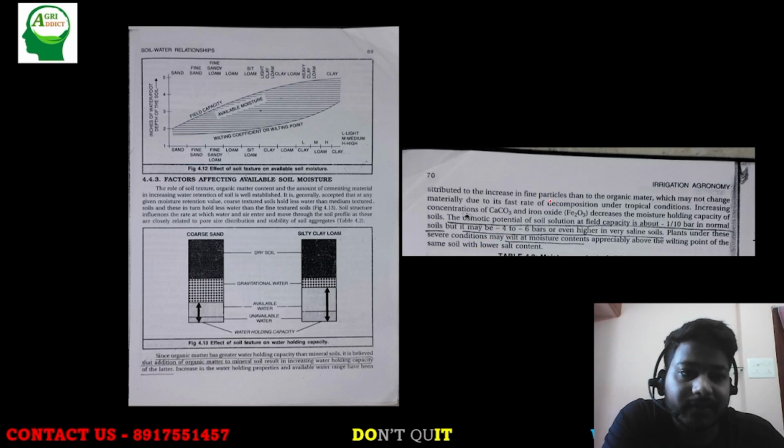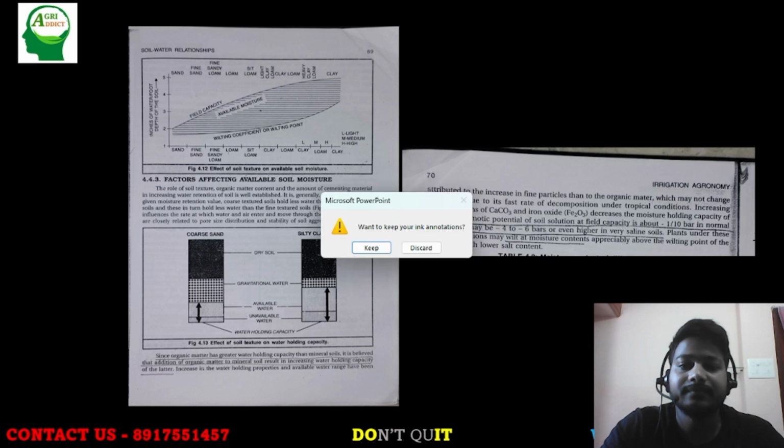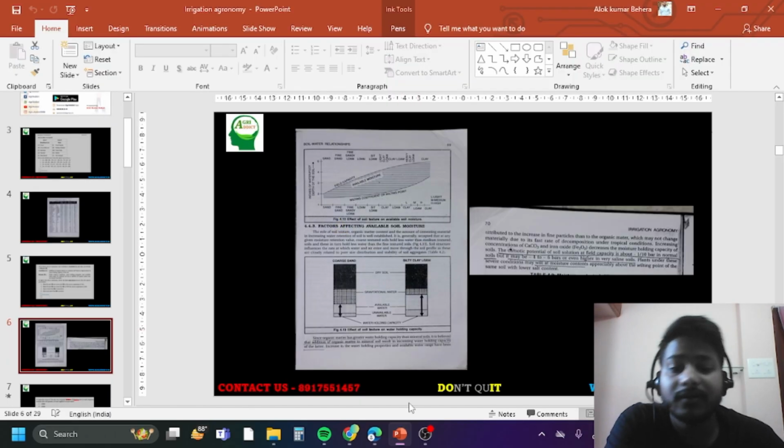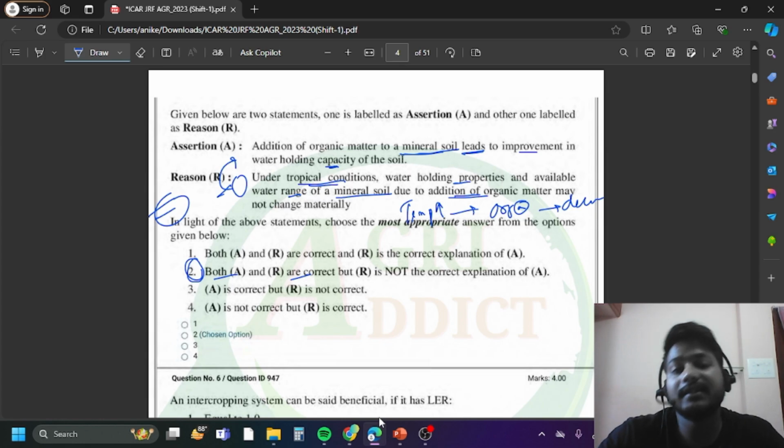In the next page they have given, increase in the water holding properties and available water range have been attributed to the increase in fine particles rather than to the organic matter, which may not change materially due to its fast rate of decomposition under tropical condition. You can see they are giving the exact line. So you need to read the book very carefully, line by line. Also in the last year, 16 questions out of 17 came from the irrigation agronomy book. So you need to read that book very carefully. Understood?